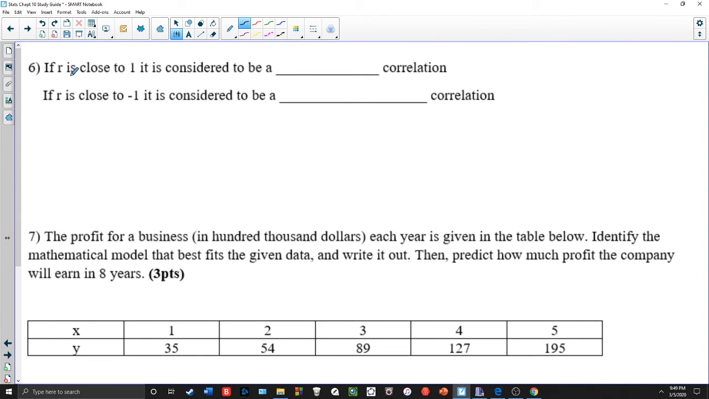In this case, these are just quick questions here. If R is close to 1, it's considered to be a positive correlation. If R is close to -1, it's considered to be a negative correlation. It's just as simple as that. The closer it is to 1, the stronger positive it is. The closer it is to -1, the stronger negative it is. So you can add strong and weak there as well if you want.